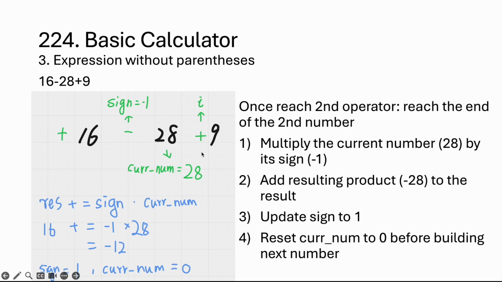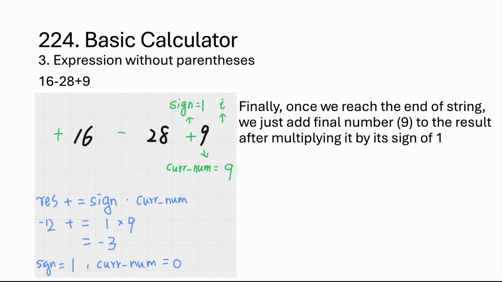And once we reach second operator, it means we reach the end of the second number. Then we follow the steps below. 1. Multiply the current number 28 by its sign -1. 2. Add the resulting product -28 to the result. 3. Update sign to 1. 4. Reset current number to 0 before building next number. Finally, once we reach the end of the string, we just add final number 9 to the result after multiplying it by its sign of 1.